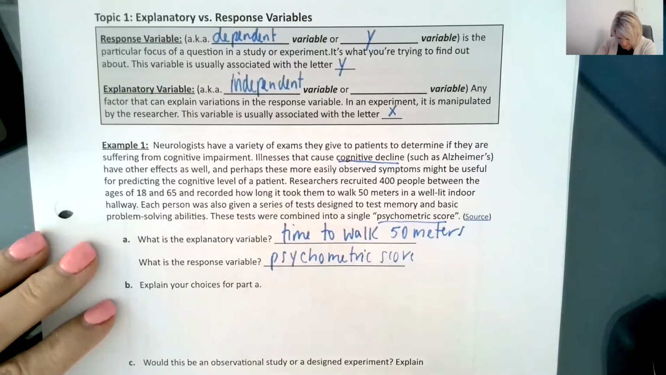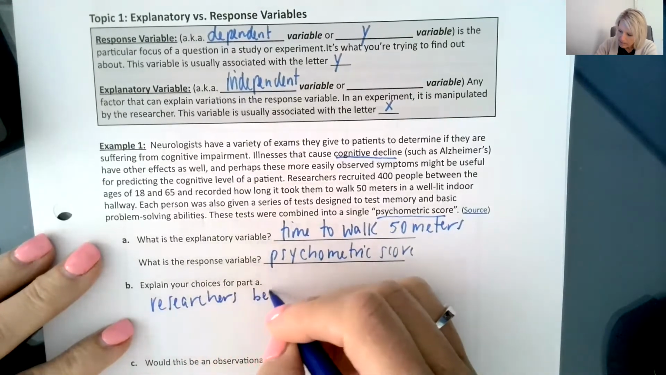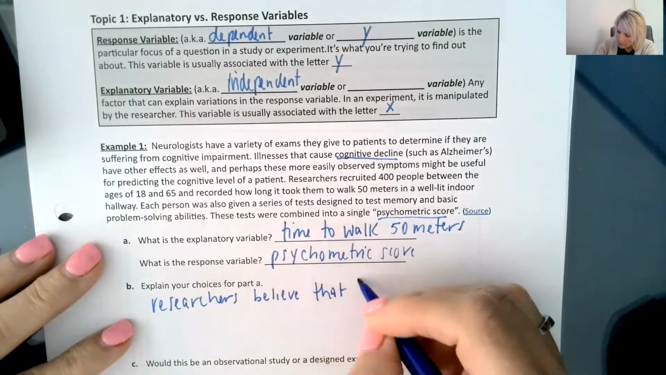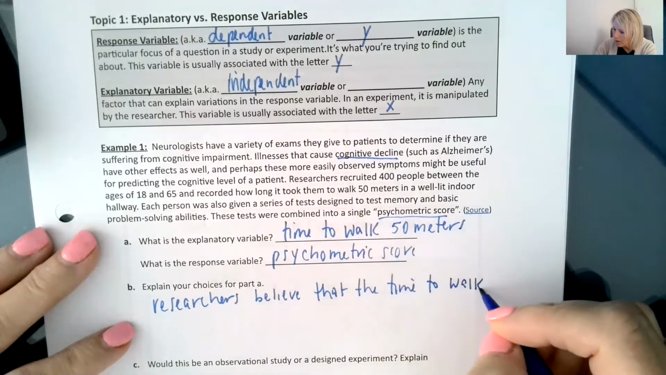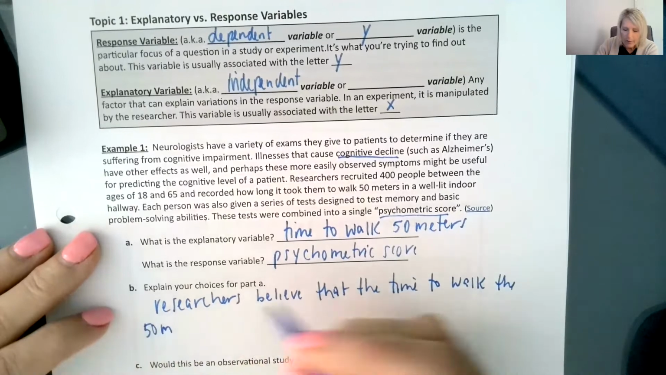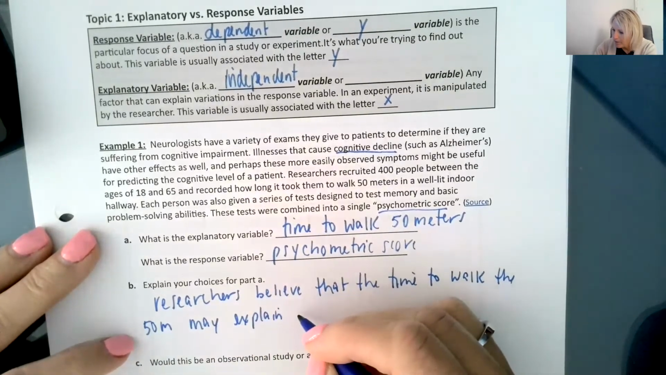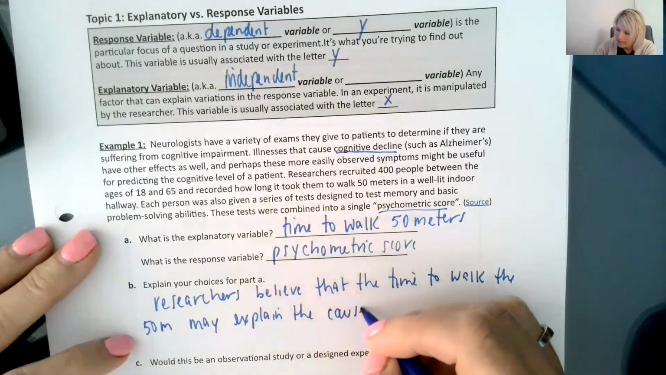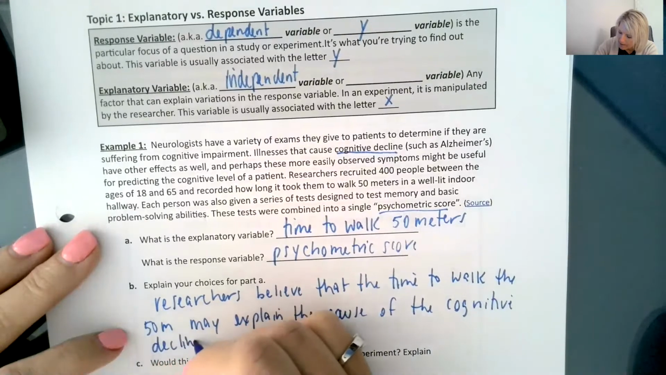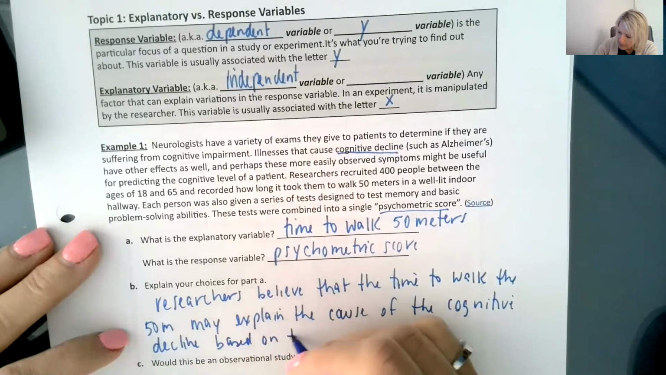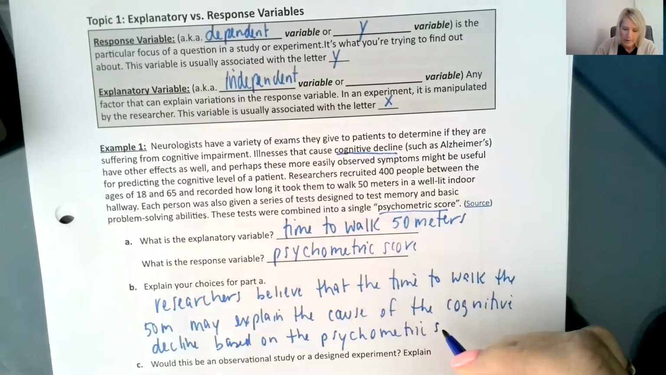Explain your choices for part A. So researchers believe that the time to walk the 50 meters may explain the cause of the cognitive decline based on the psychometric score.